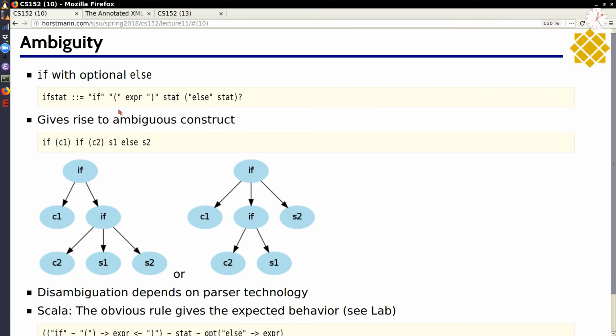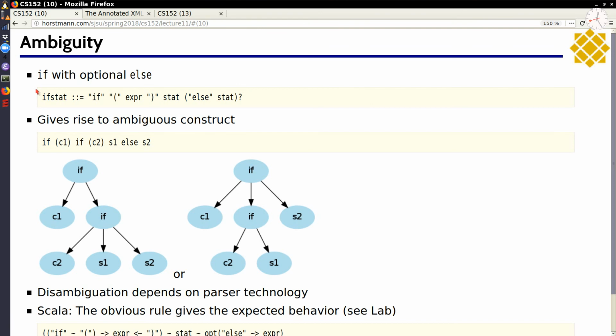So the classic example for that is the if-else that you have in languages such as C or C++ or Java. So if you have a statement, if-else, then where does this else here belong to? Does it belong to the if over here, or does it belong to this if? The grammar rule that I gave up here can actually produce both possibilities.